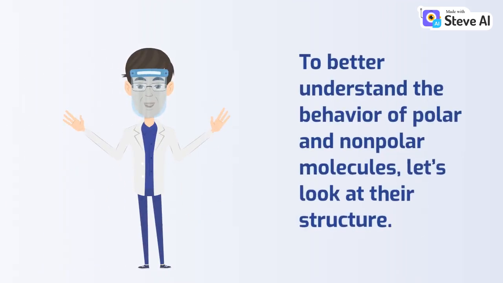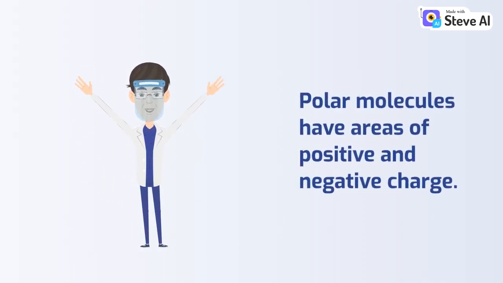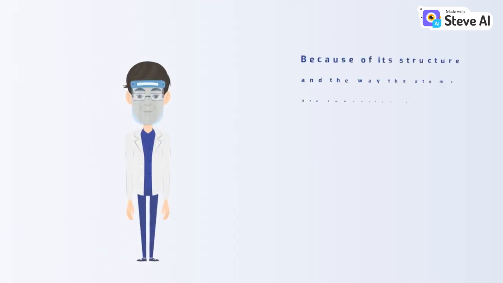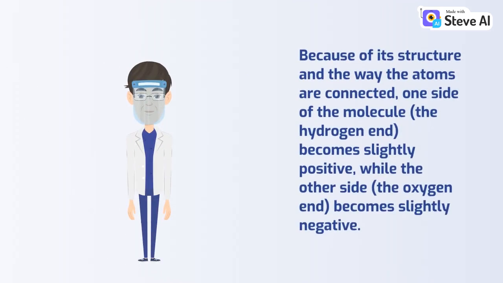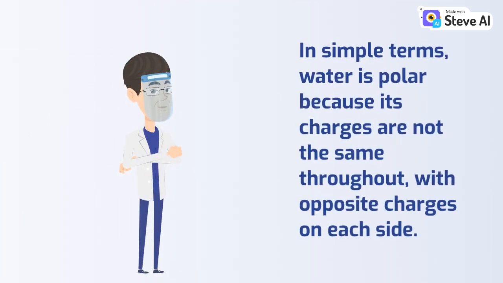To better understand the behavior of polar and nonpolar molecules, let's look at their structure. Polar molecules have areas of positive and negative charge. Water is a good example of this. Because of its structure and the way the atoms are connected, one side of the molecule, the hydrogen end, becomes slightly positive, while the other side, the oxygen end, becomes slightly negative. This happens because oxygen pulls electrons towards itself more than hydrogen does, causing the charges to be unevenly distributed. In simple terms, water is polar because its charges are not the same throughout, with opposite charges on each side.